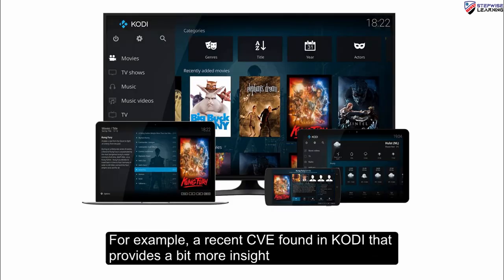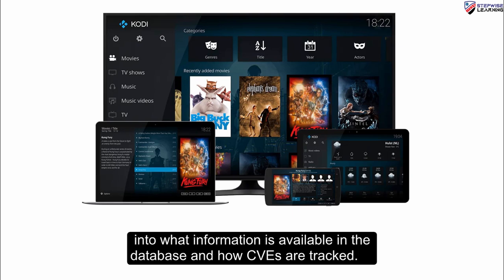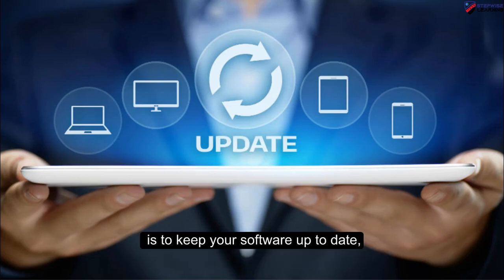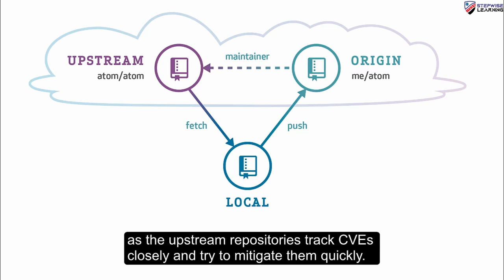For example, a recent CVE found in Kodi provides a bit more insight into what information is available in the database and how CVEs are tracked. The only way to mitigate these exploits as a user of TinkerOS is to keep your software up to date, as the upstream repositories track CVEs closely and try to mitigate them quickly.